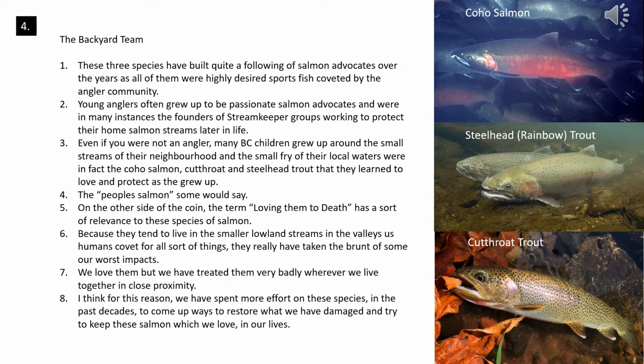I think for this reason, we collectively have spent more effort on these species in the past decades to come up with ways to restore what we have damaged and try to keep these salmon, which we love, in our lives.